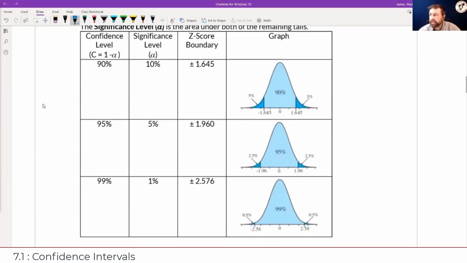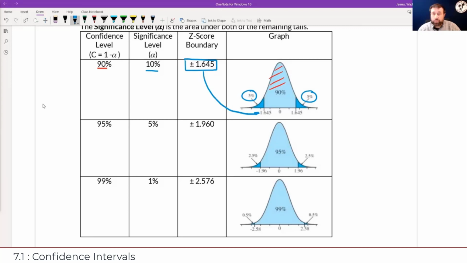So here's a 90% confidence level. So again, if your confidence level is 90%, that's this area. That means that your significance level is 10%, which is 5% on one tail and 5% on the other. And the z-score boundary, the z-score where this occurs, is negative 1.645 standard deviations below and positive 1.645 standard deviations above. Okay, so we're tying in previous information, this idea of a z-score.